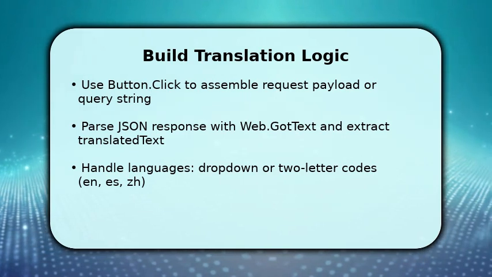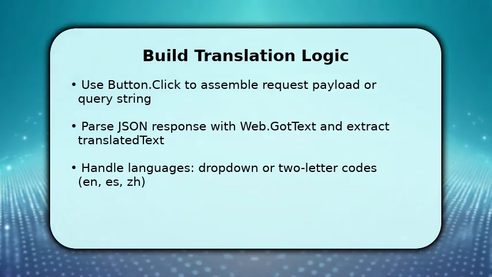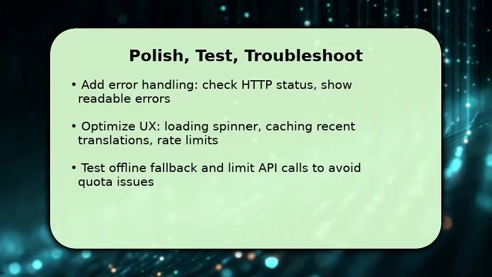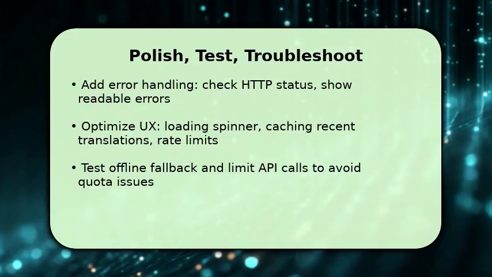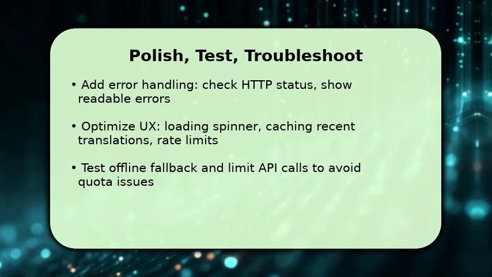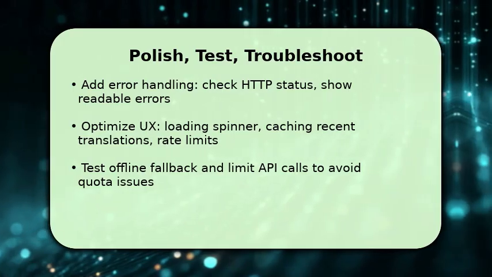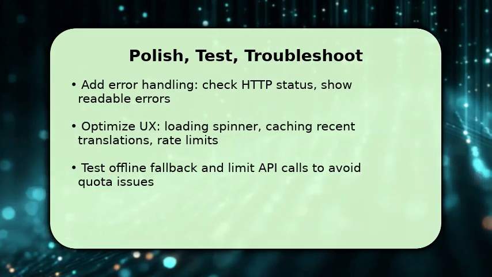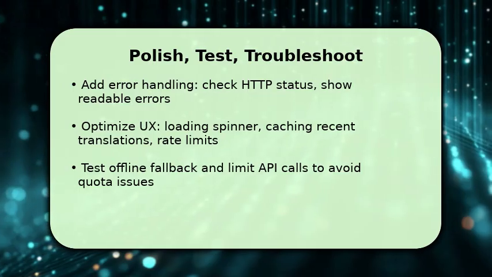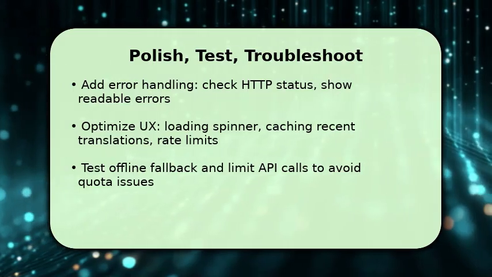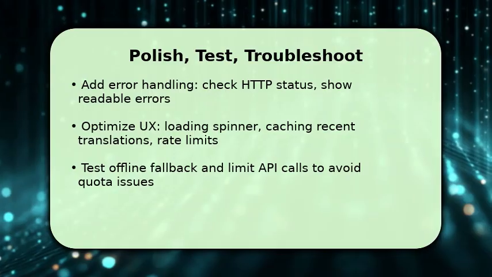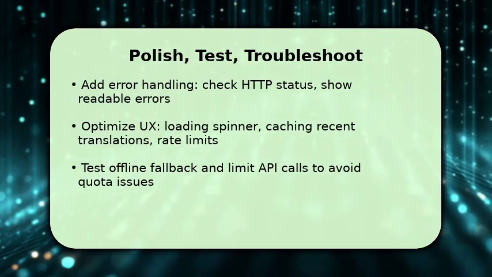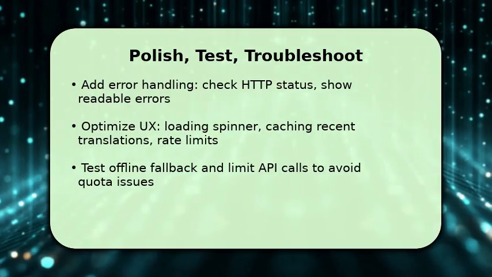You finish by polishing the interface and validating reliability. Implement error handling: inspect Web response code in Web got text, display friendly messages for 4xx or 5xx errors, and retry selectively. Add caching for recent translations to reduce API usage, and include a loading spinner so users know the app is working. Finally, test edge cases like long text and unsupported languages. If something breaks, check API key, endpoint URL, and response JSON.